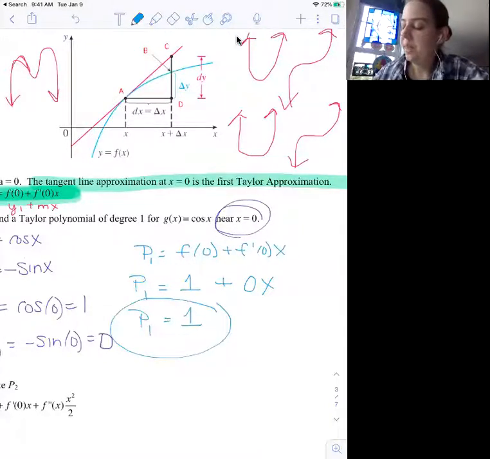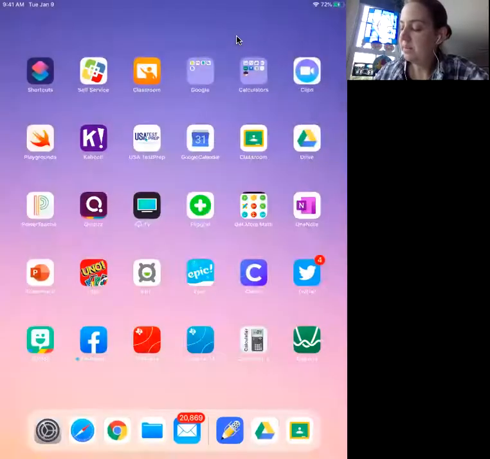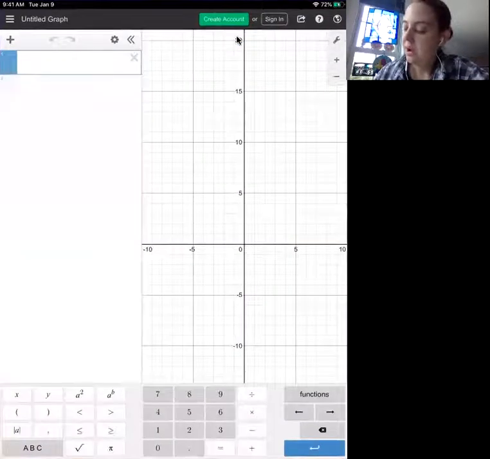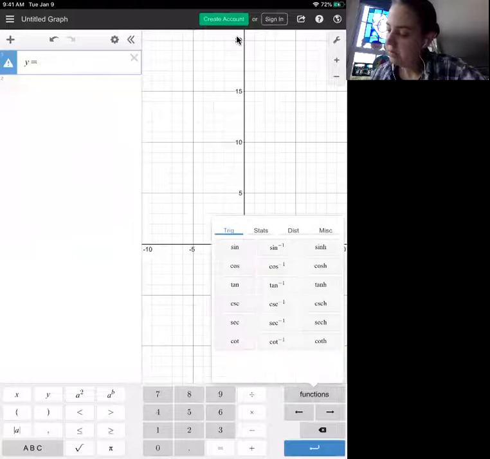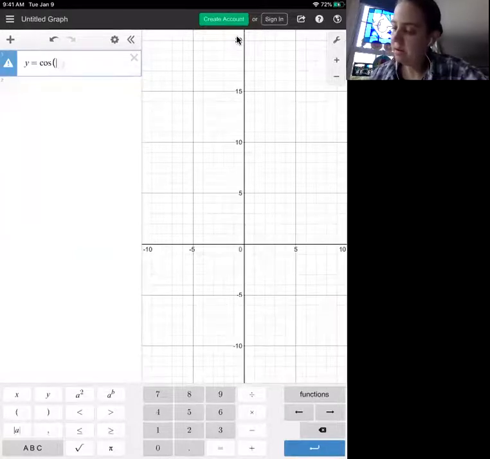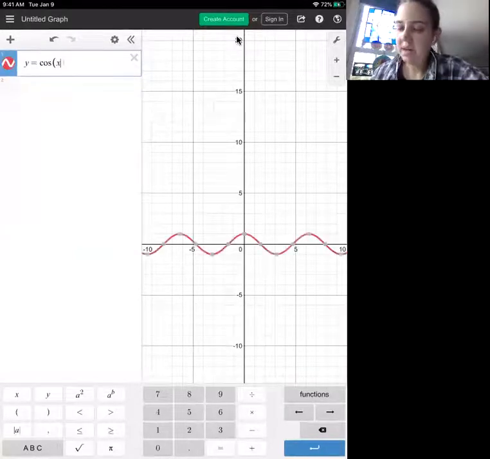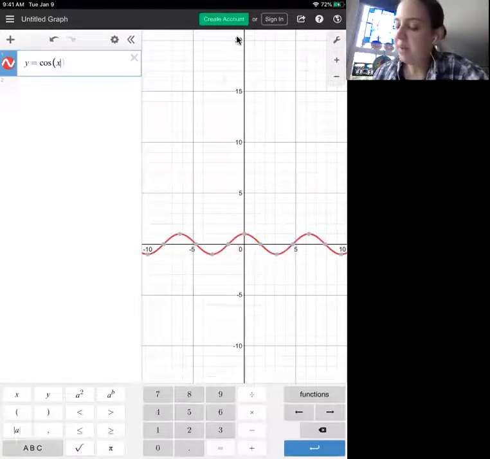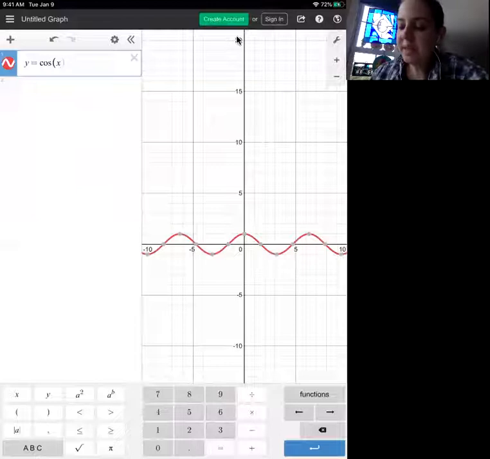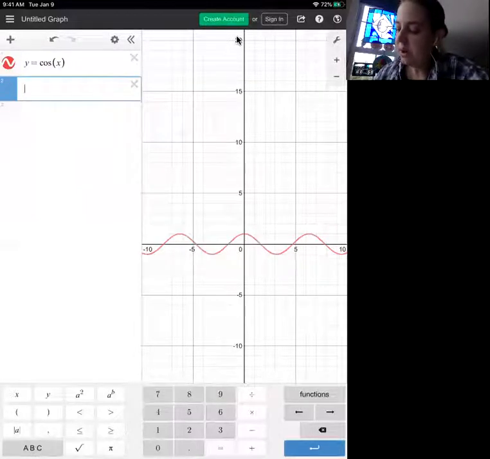Oh, what are you doing, Mrs. Charlie? What are you talking about? So let's hop over here to Desmos. I hope this works. So we are trying to approximate y equals cosine of x. Now you can do this on your calculator. I just figured it was easier on Desmos to hop back and forth on my iPad. And what we did was we approximated that with y is equal to 1.